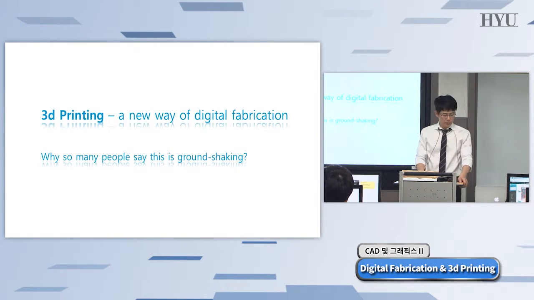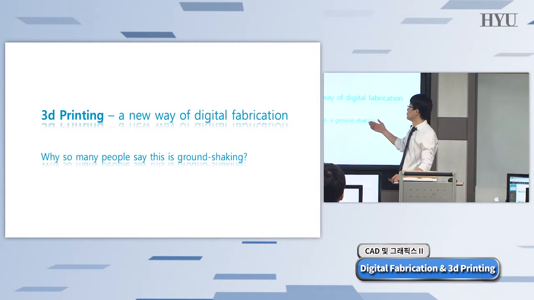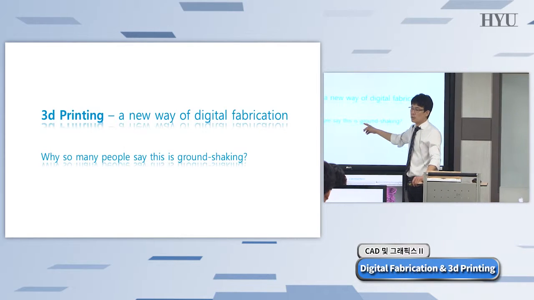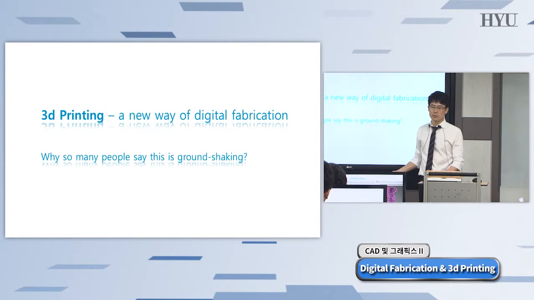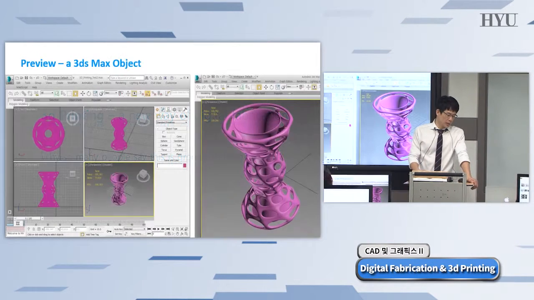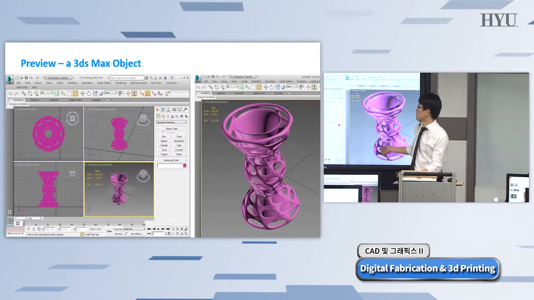3D printers, we usually say this is a totally new way of digital fabrication. And so many people say this is kind of ground shaking. Ground shaking means really exceptional, okay? Really brilliant, new, and stunning, okay? Let's take a look at this 3D Max object. In 3D Max, making this kind of object is really simple, okay? Not that hard.